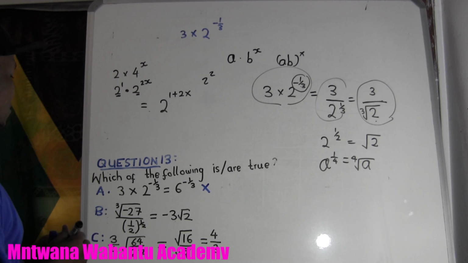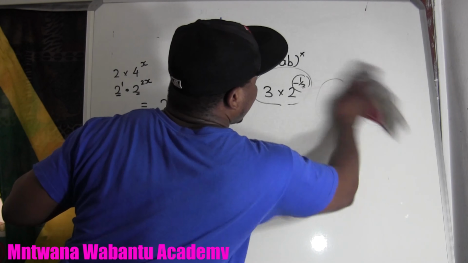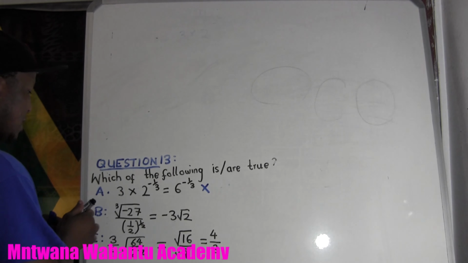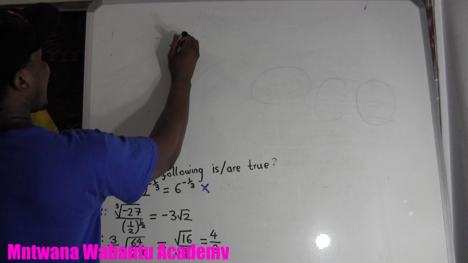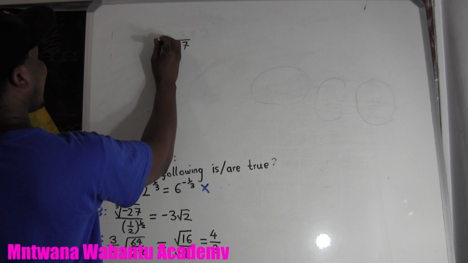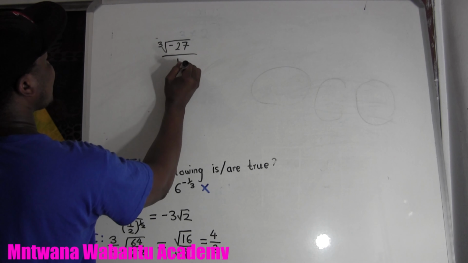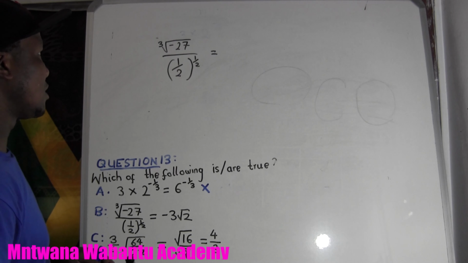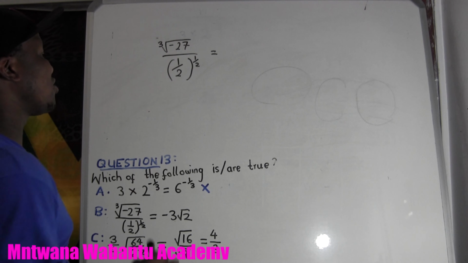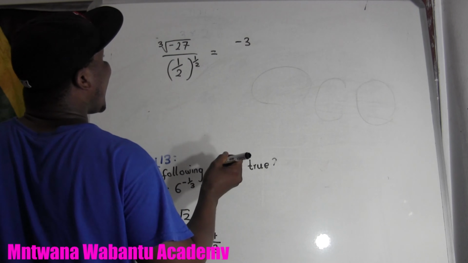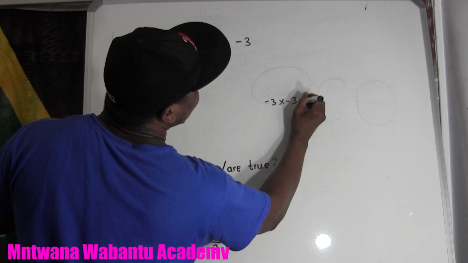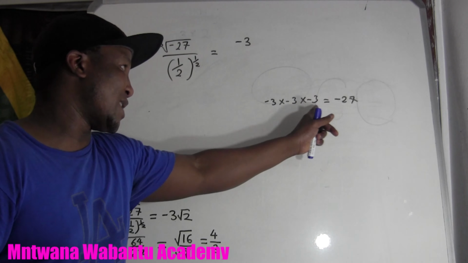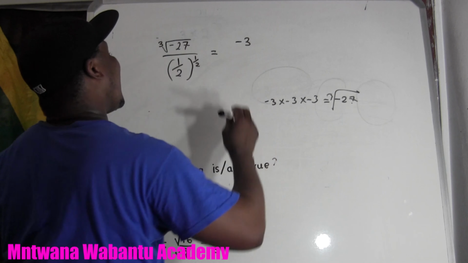Let's go to number 2. Number 2, you have negative 27 to the power 1 over 3, over 1 over 2. Now let's go. Which number, when you cube root negative 27, do you get negative 3? Because if you take negative 3 times negative 3 times negative 3, you get negative 27. In other words, if I take the cube root, because there is a 3, it's going to give you negative 3. Now let's go to the bottom.